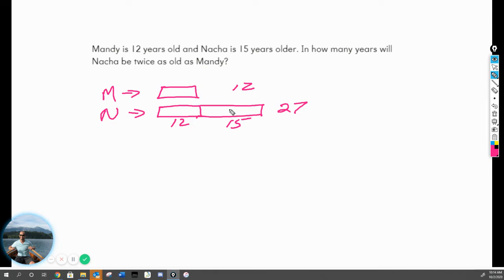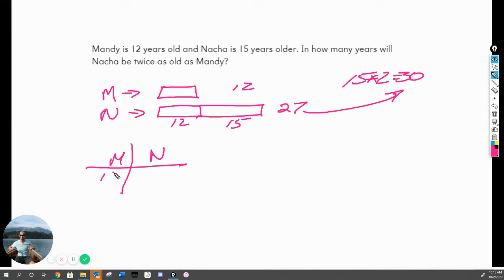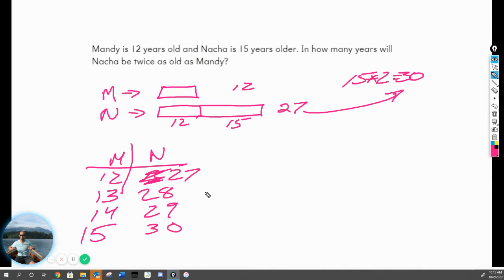Well, golly, I'm just seeing that if Nacha's 15 years older, 15 times 2, this one seems really simple, is 30. So in 3 years, or I'd actually do it like this. 12 and 15. Next year there'll be 13. No, sorry, 12 and 27. 13 and 28. 14 and 29. 15 and 30. So in 1, 2, 3 years.